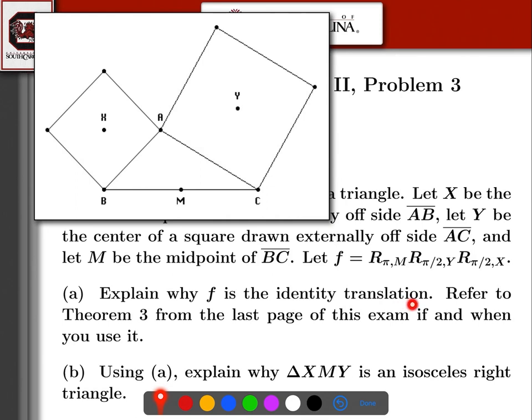Well, first let's see why it's a translation. We add the angles together, pi halves and pi. That adds up to 2 pi. 2 pi is an integer multiple of 2 pi. It's 2 pi times 1. So our theorem tells us that this is, in fact, a translation. So we know it's a translation. Okay, now how do we decide how much we're translating by? Why is it the identity translation?